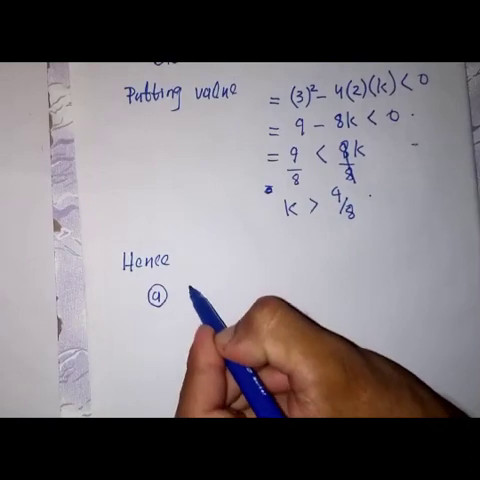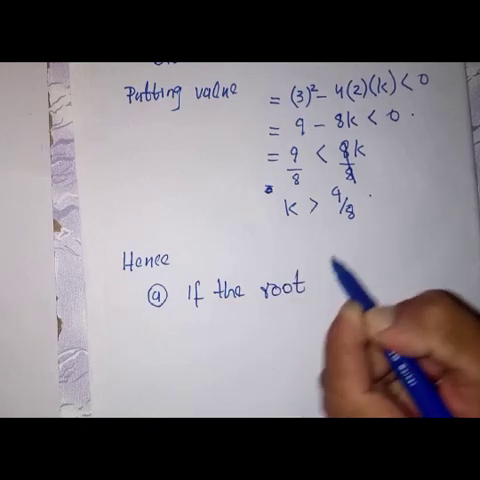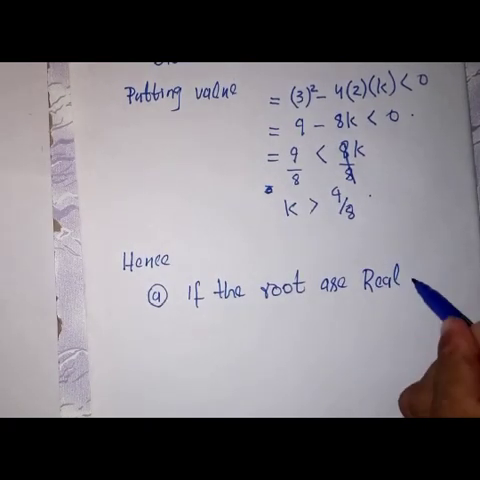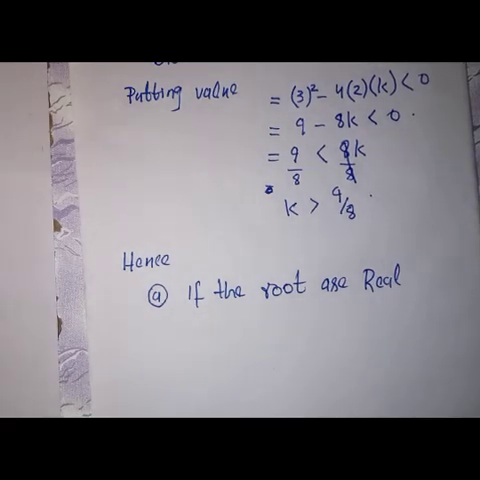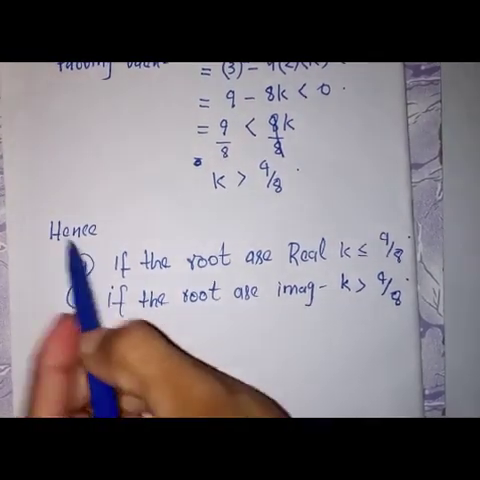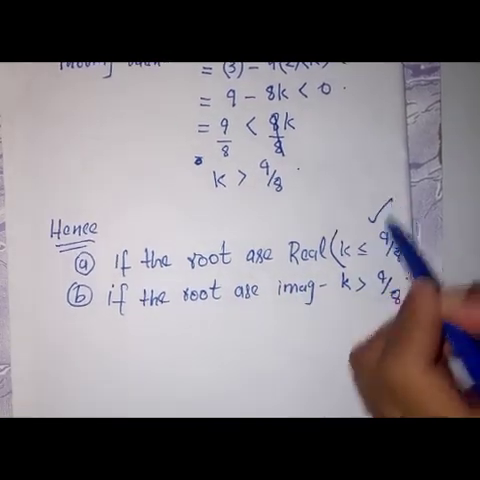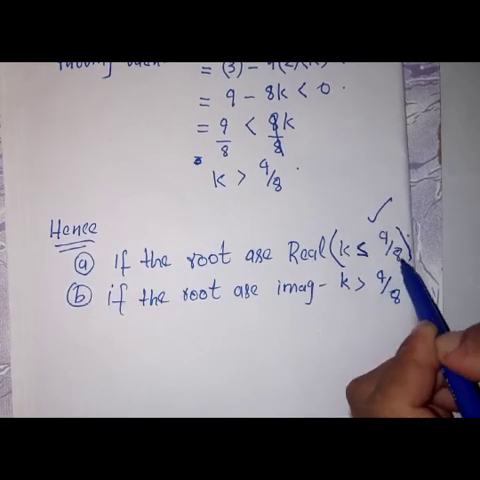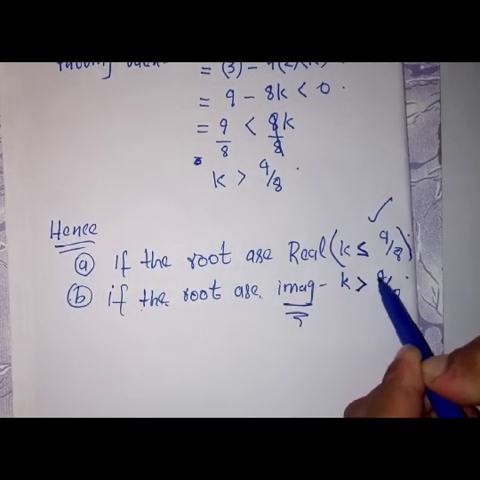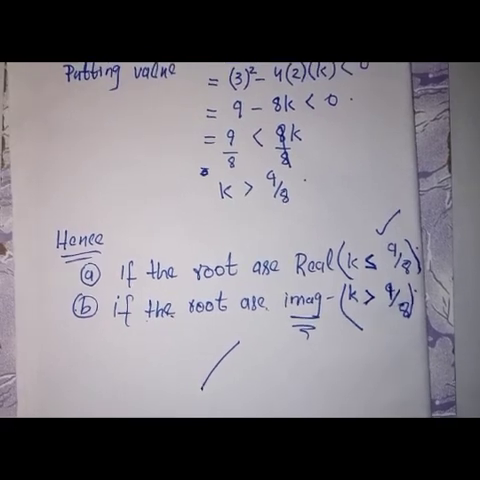So hence we can write the result. If the roots are real, then k is less than or equal to 9 divided by 8, and if the roots are imaginary, then the values of k are greater than 9 divided by 8. So this is the required result of the given equation.